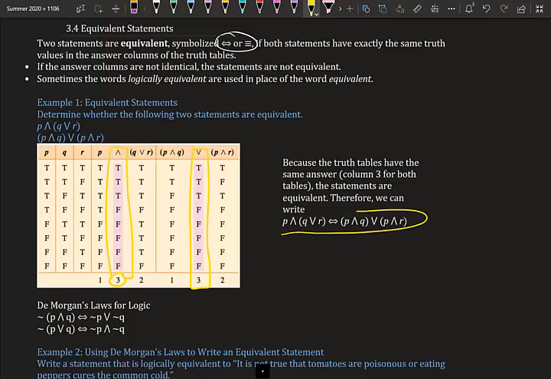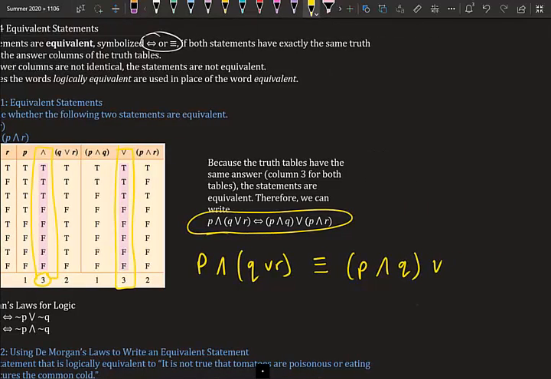Therefore, we can write it in this way, or we can say P and Q or R. We could do the 3 lines and say that it's equivalent as well. So either way, both are correct. Honestly, the 3 lines are easier, because to draw a double arrow, I don't know, that's harder for me. Just personal preference.